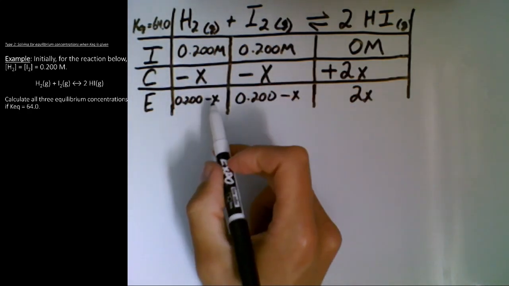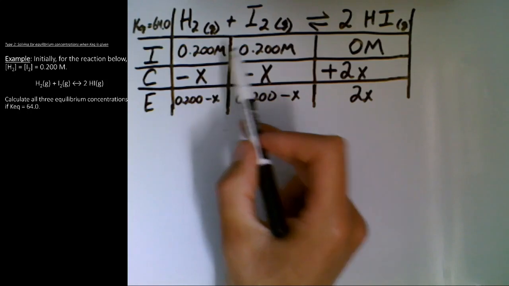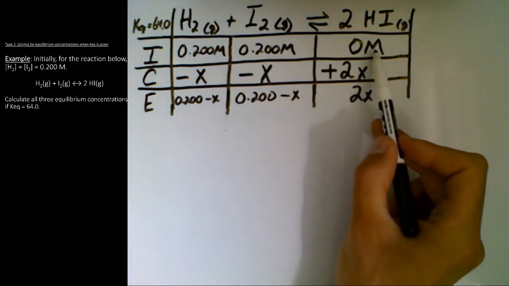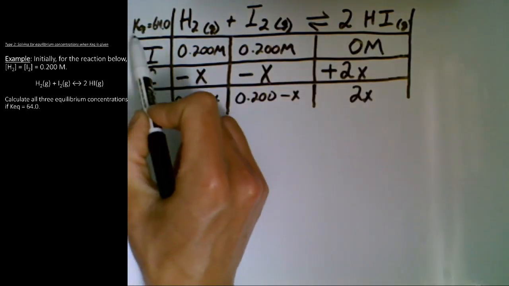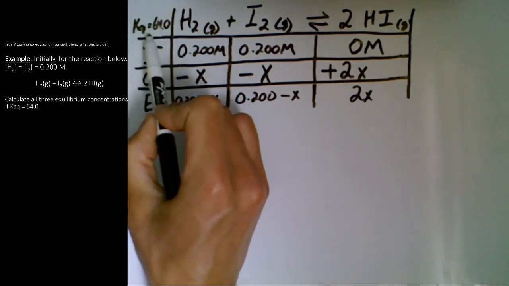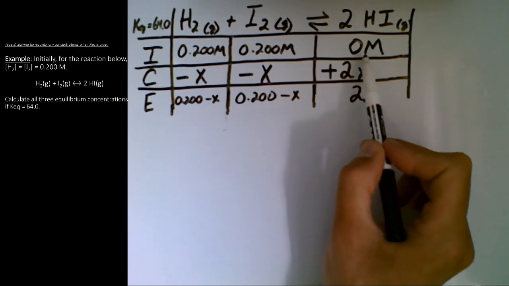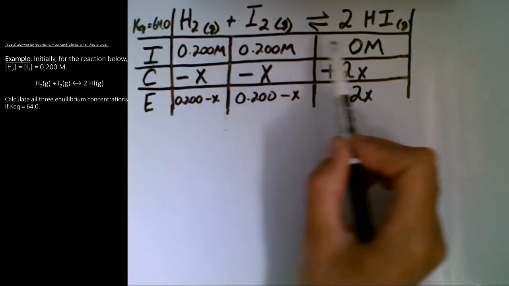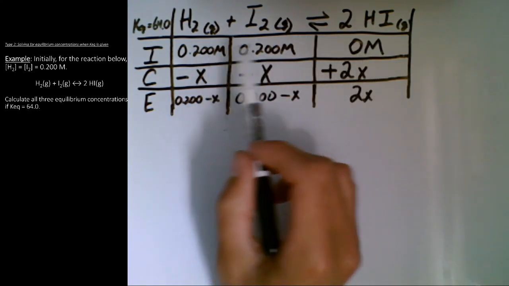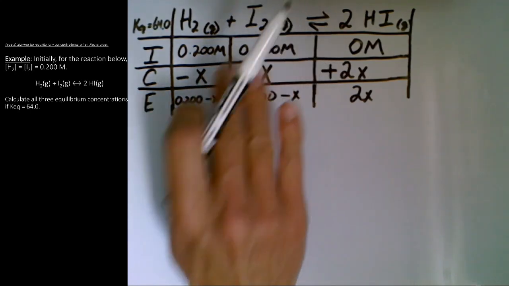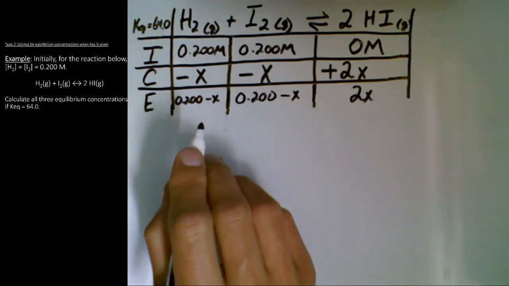Now, I should mention here, it's also really important that you use concentrations in your ICE box. The reason why is we're eventually going to be using our Keq, and Keq relies on you using molarity. So you must have numbers in molarity. If you have them in moles or grams or anything else, you need to change them before you do anything else.